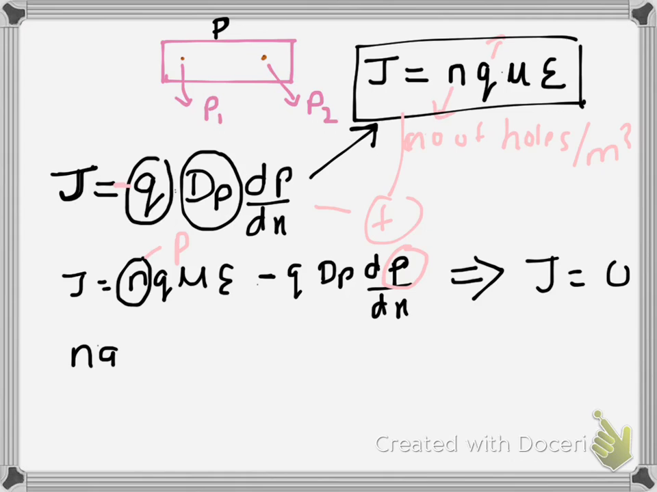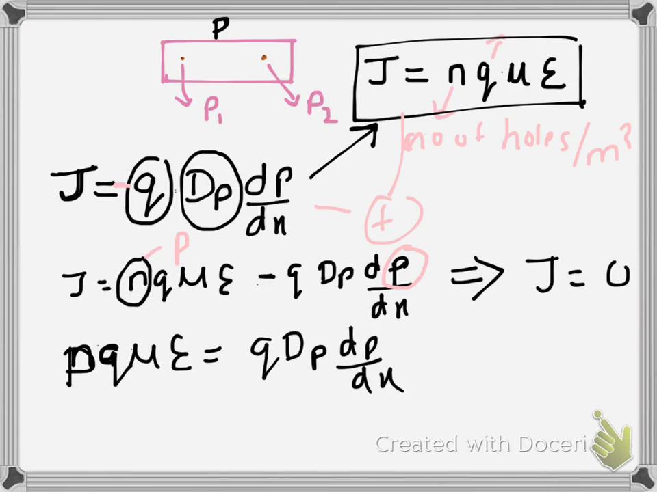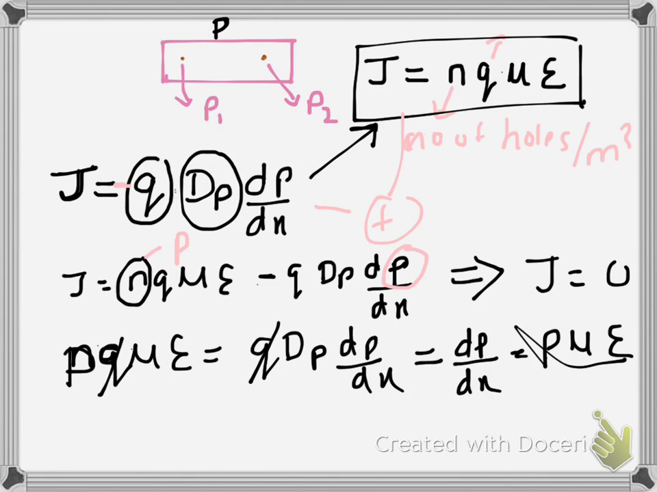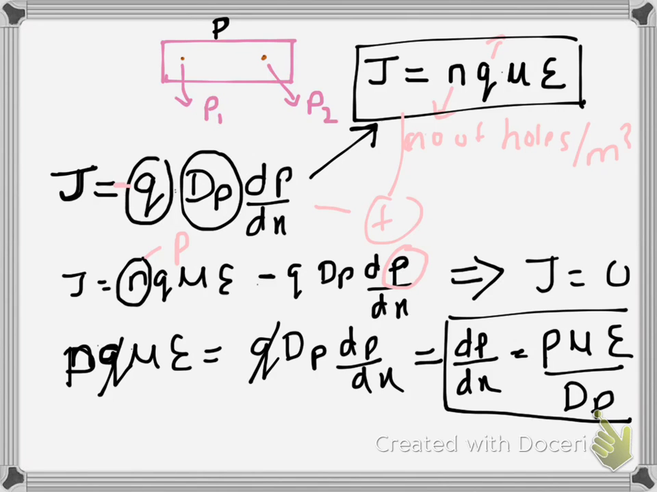I'll get n, which will be p now. p q mu E should be equal to q D_p dp by dx. Now in that case, this q and this q get cancelled, so I am left with dp by dx equal to p mu E by D_p. I hope you people are understanding it for now. We'll now proceed to the next slide.